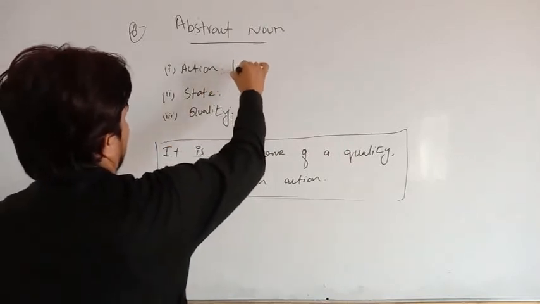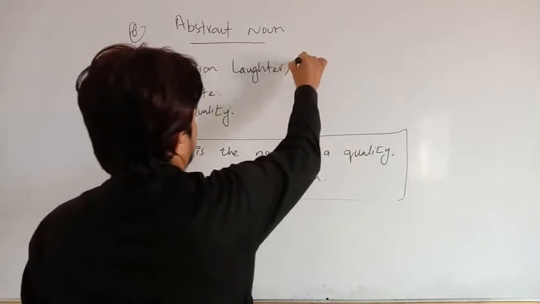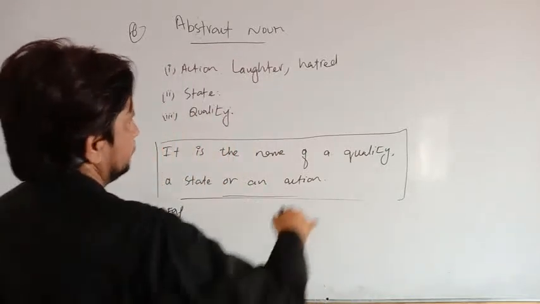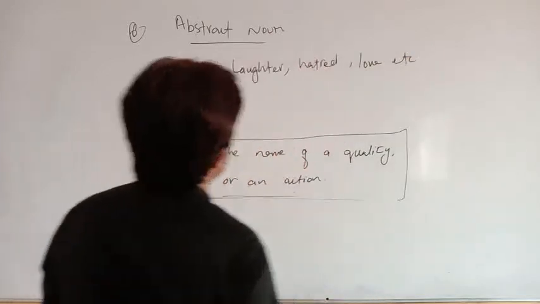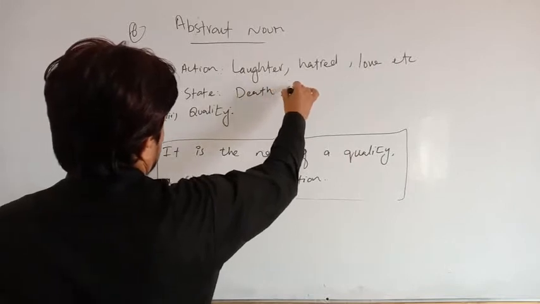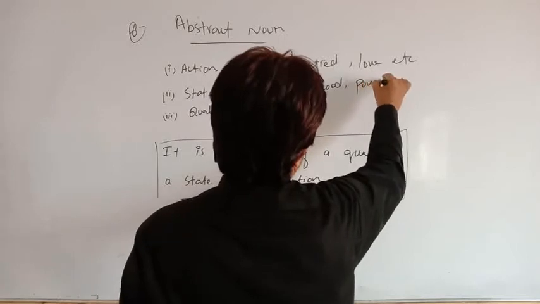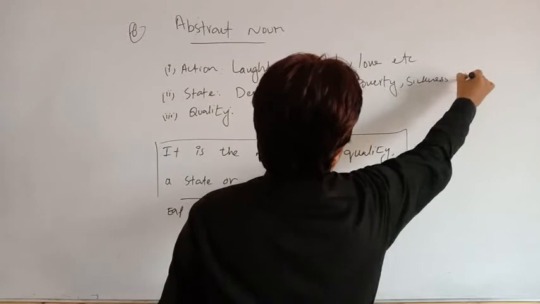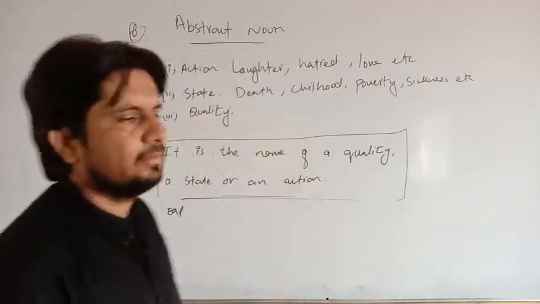Action means laughter, it is an action. Hatred, it is also an action. Love, it is also an action. State: death, childhood, poverty, sickness, etc. All these terms or words are included in the form of state.